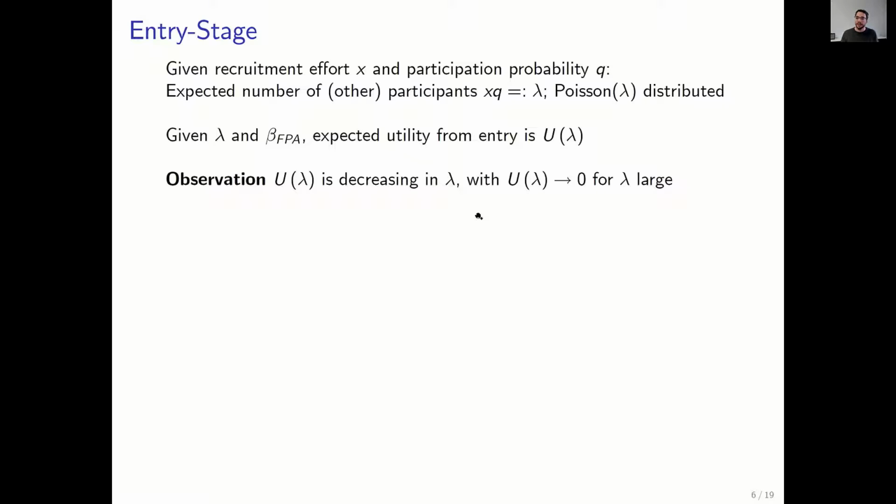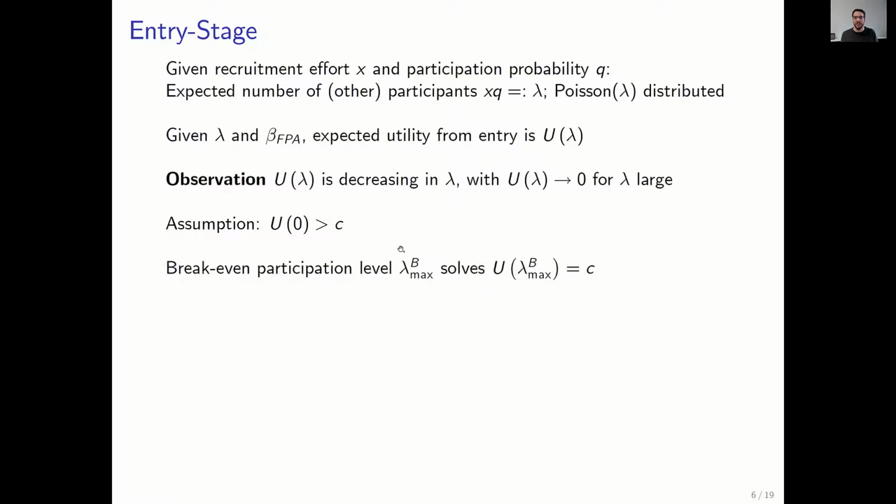So if I expect there to be many other bidders, given that the entry cost C is strictly positive, a bidder will not want to participate. On the other side, if a bidder is the only bidder, he or she will want to participate, so we'll assume U of 0 is larger than C. So somewhere in the middle, there will be a break-even participation level, lambda V max, at which a bidder is just indifferent between entering and not.